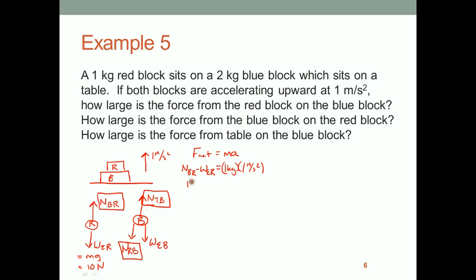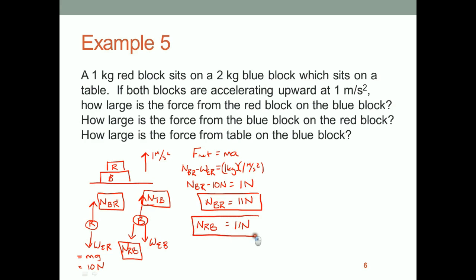Okay, so we have normal minus 10 newtons equals 1 newton, which means my normal equals 11 newtons. Okay. So that's this force. Now I'm going to pay attention to this force versus that one, and I see they're the same type of force. They have flipped subscripts. They act on 2 different objects. They're in opposite directions. This is a third law force pair. Therefore, I can immediately write down that this one is also 11 newtons, and I can make a little note to myself that that's because of third law.